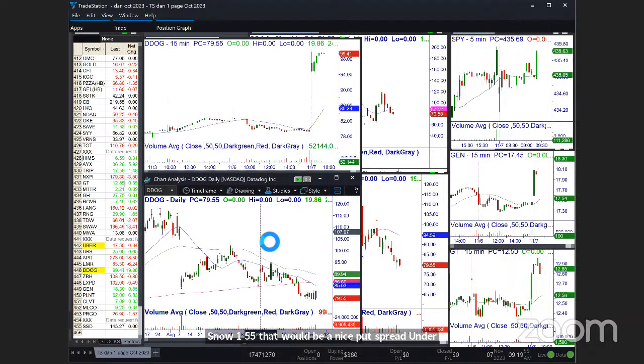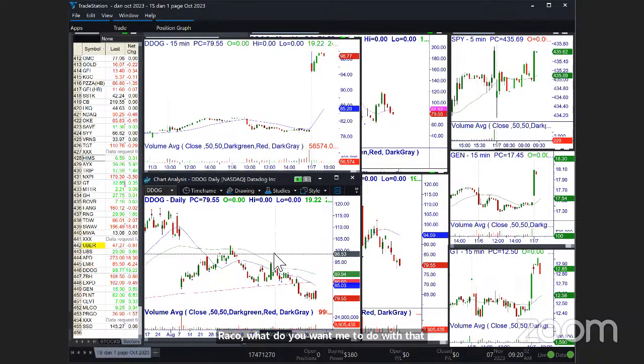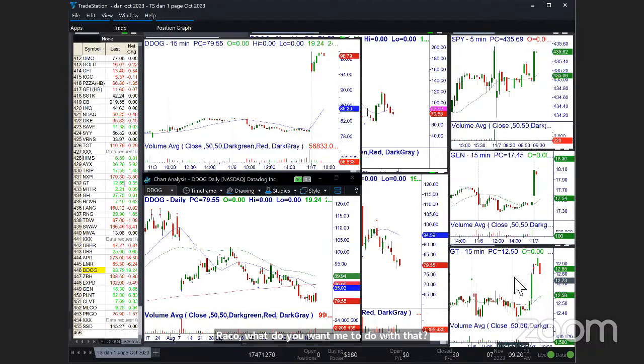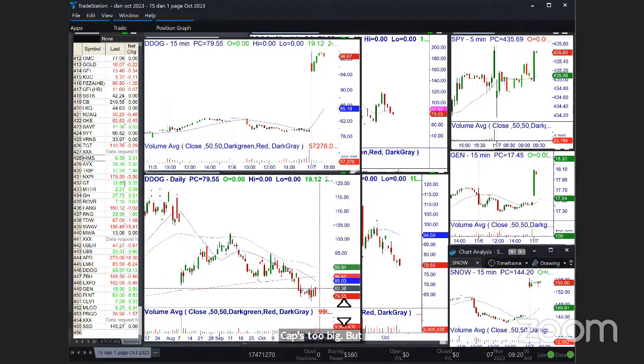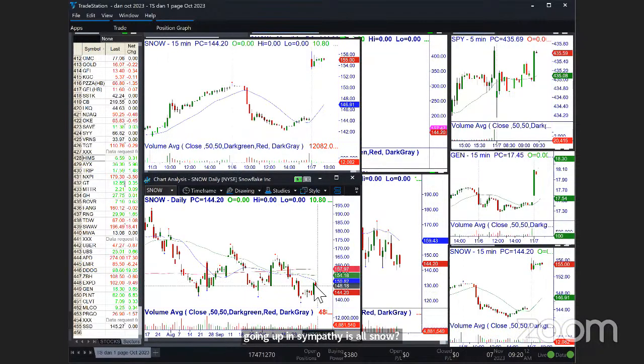D-Dog, I know had earnings. The gap's too big. Rocco, what do you want me to do with that? Gap's too big. But yeah, snow I like. Is this just going up in sympathy is all? Snow? Because I don't think it's earnings, but that's a nice gap over a red bar.